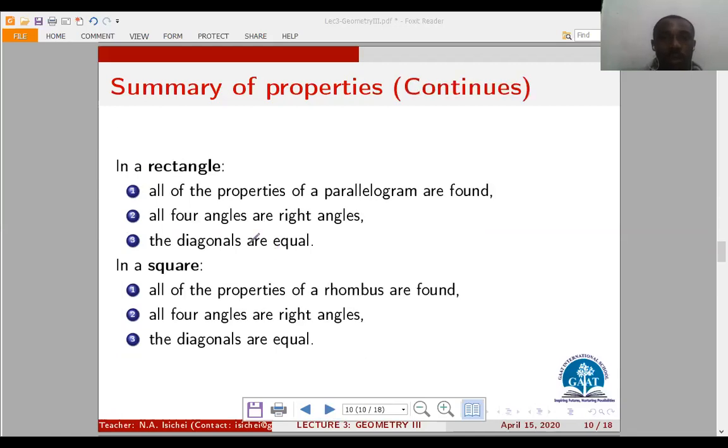Summary continues. In a rectangle, all of the properties of a parallelogram are found.